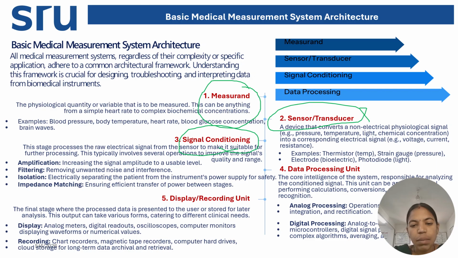Next one is the data processing unit. Here we can do the analog data processing and digital data processing. And finally, the display and recording unit. Here we will display the values obtained, and we can also record the value of the physiological quantity we are measuring, and save it for future use.